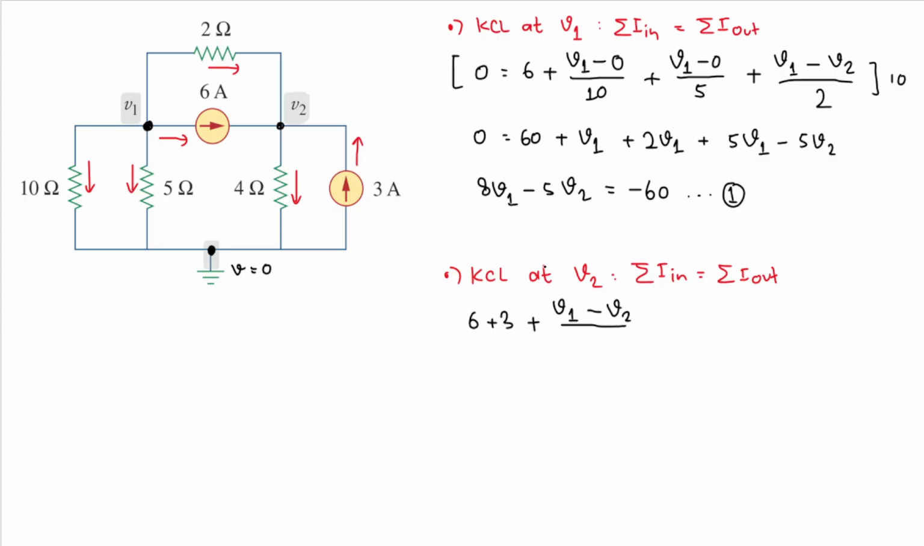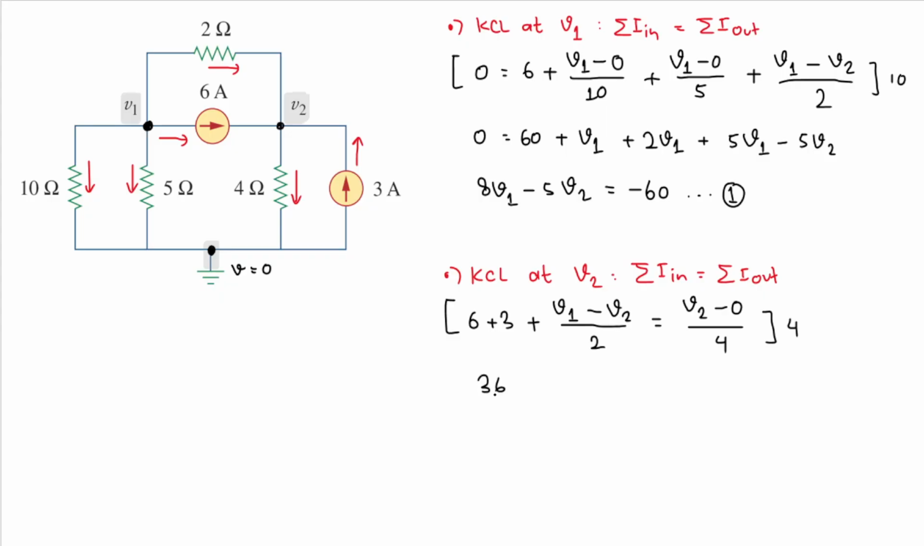Divide that by the resistance between them, so I will have 2. And then that will equal to, the only current that goes out is this one, and that current is V2 minus 0 divided by 4. Okay, I think I can simplify this, right? Let's multiply both sides by 4. But then 6 plus 3 is 9. 9 times 4 is 36.